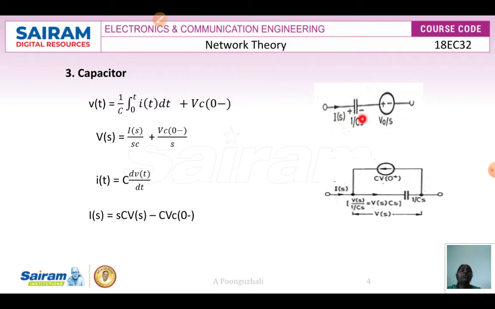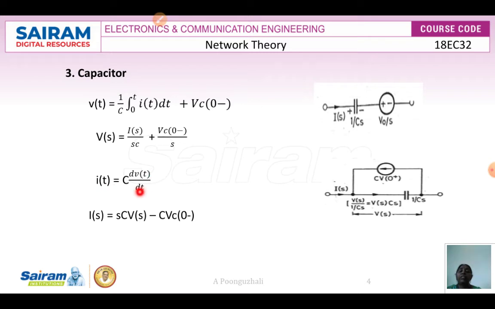So the current through this capacitance is going to be your I of s. So this is your equivalent circuit for your voltage V of s. Next is your I of t. So I of t, the current through the capacitance, is C into dV of t by dt.